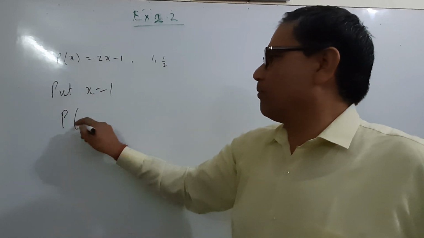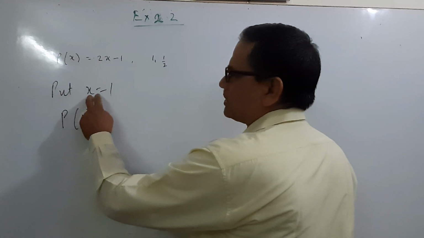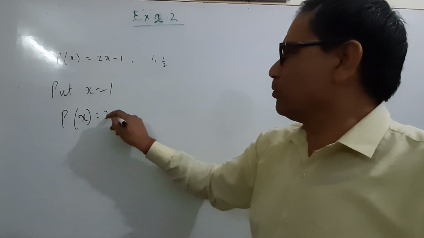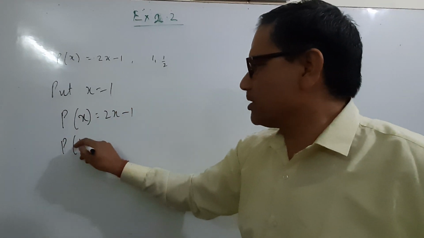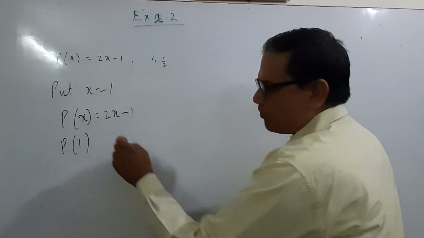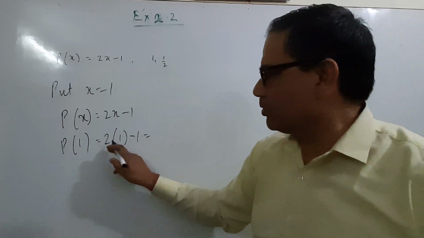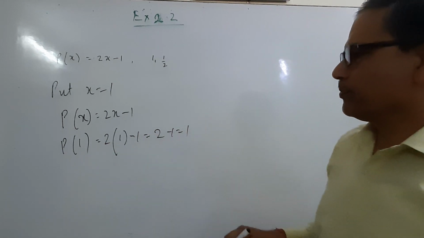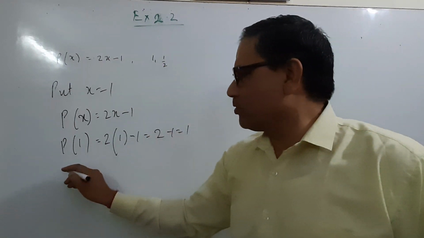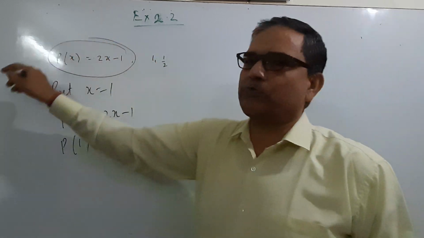So it means p(1). I have to put 1 in place of x. Here is p(x), 2x minus 1. P(1) means I have to put 1 in place of x, which is equal to 2 times 1 minus 1, which is 2 minus 1 equal to 1. It means 1 is left. Then we can say 1 is not a zero of this p(x), which I have already explained to you.